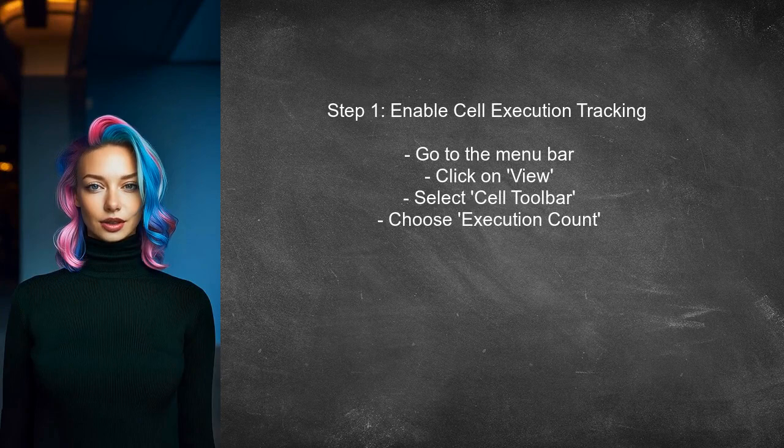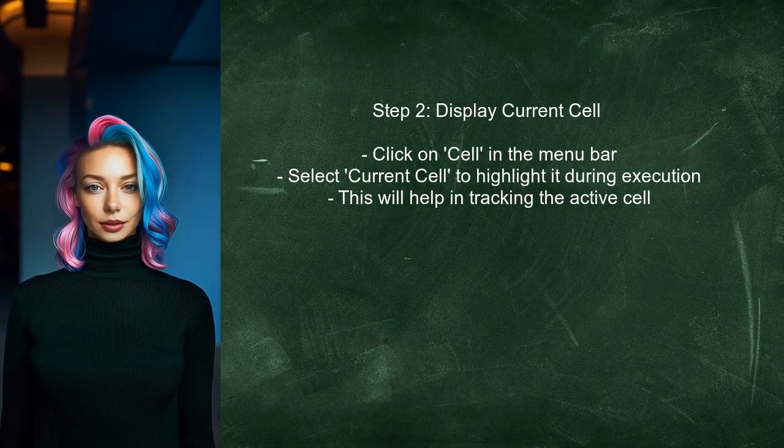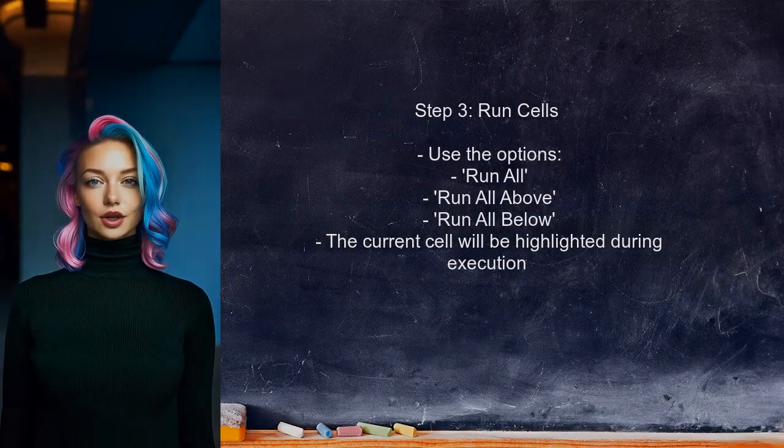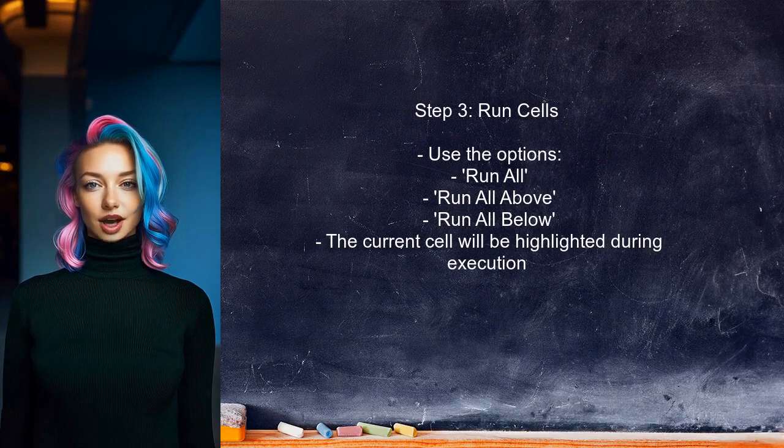To follow the cell currently being run in a Jupyter Notebook, the user should first enable the cell execution tracking feature. This can be done by accessing the notebook's settings. Next, the user should ensure that the notebook is set to display the current cell being executed. This can be achieved by modifying the notebook's interface settings. Now, the user can run their cells using the options available. When they select Run All Above, or Run All Below, the current cell will be highlighted as it executes.